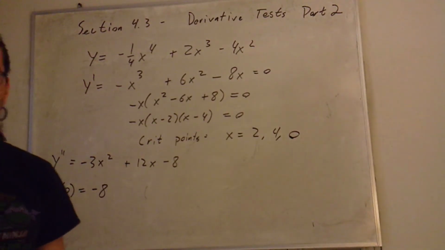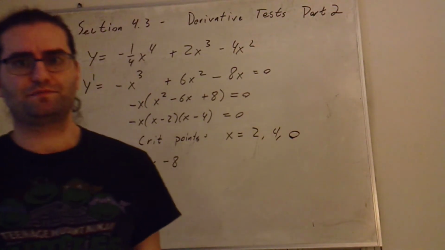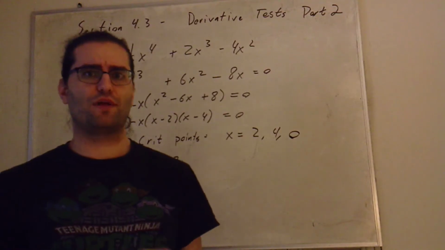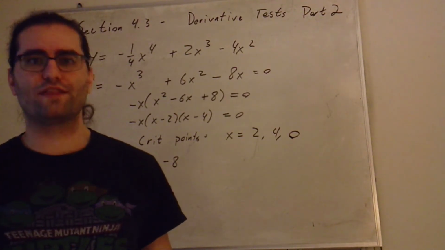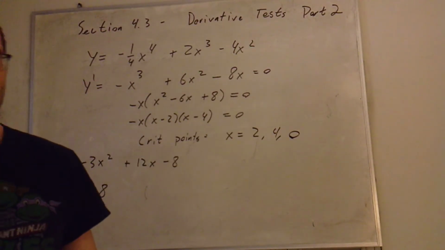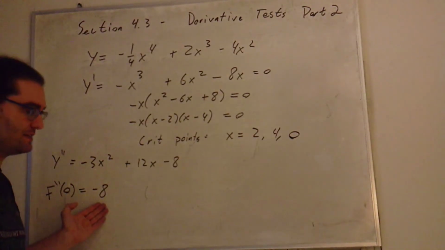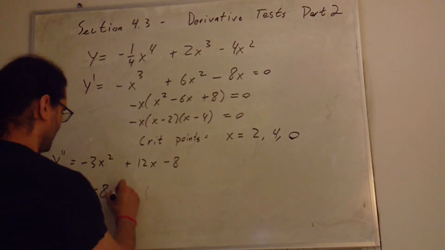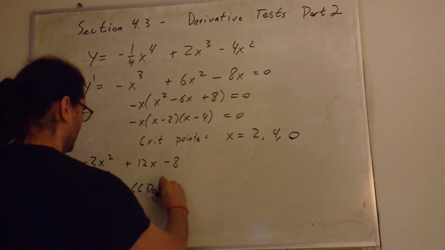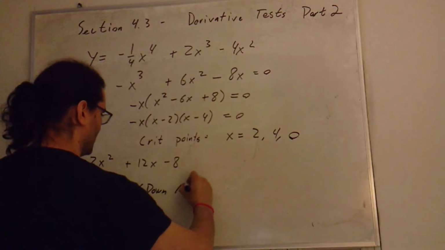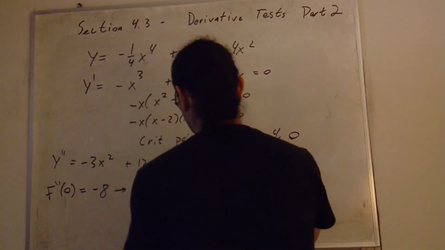And here's the good news. Like the first derivative test, I don't actually care what the number is specifically. All I care about is whether it's negative or positive. So it's not important that it's negative 8. It's just important that it's negative. Negative means that this is concave down, which looks like this. So this must be a maximum.